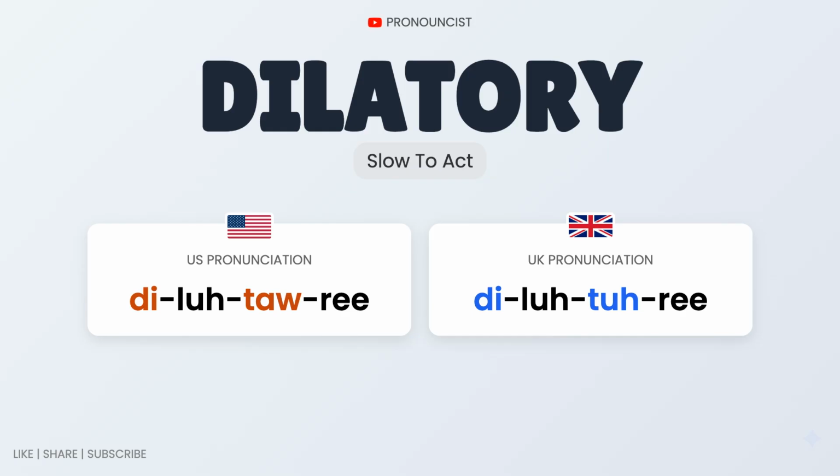The best way to practice is to repeat the syllable multiple times. The meaning of the word is slow to act. Try repeating this word several times to improve your pronunciation.